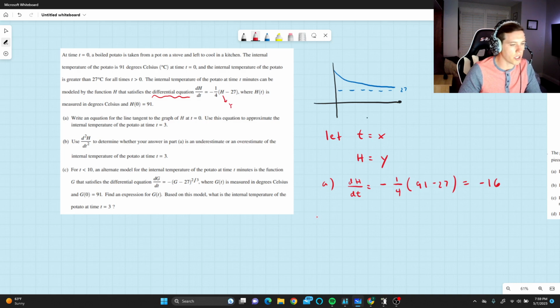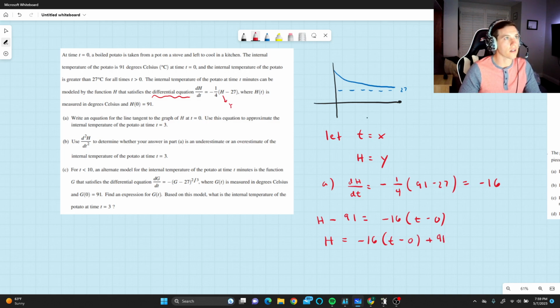So in this case, since we're using h's, it'd be h minus 91 equals your slope, which is negative 16, times t minus 0. Add over the 91, because they want you to use this to do a linear approximation. And to do a linear approximation, you just plug in. They want you to approximate at time 3.